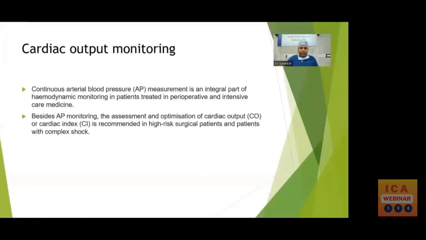Cardiac output monitoring, continuous arterial blood pressure measurement, is an integral part of hemodynamic monitoring in patients treated in perioperative and in intensive care medicine. Besides arterial pressure monitoring, the assessment and optimization of cardiac output or cardiac index is recommended in high-risk surgical patients and patients with complex shock.